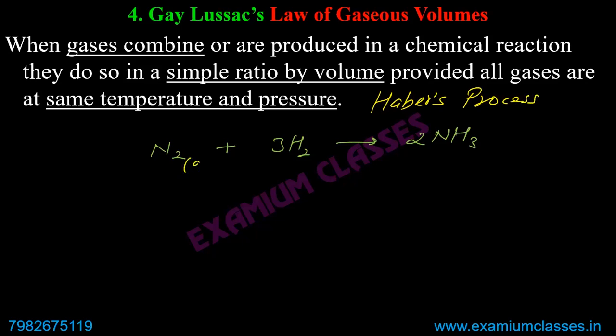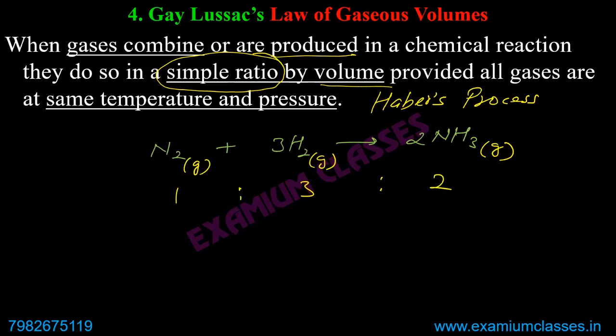In this case, nitrogen is gas, hydrogen is gas, ammonia is gas. So if gases combine or are produced in a chemical reaction, they do so in simple ratio by volume. And you know why? Because these are in simple ratio by mole. The molar ratio is 1 is to 3 is to 2.